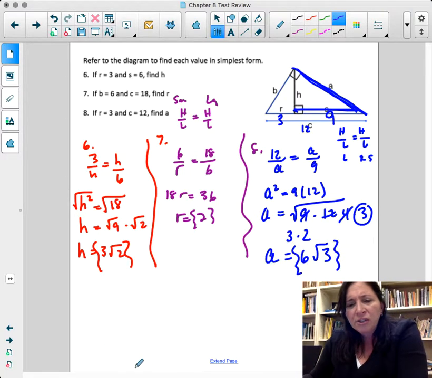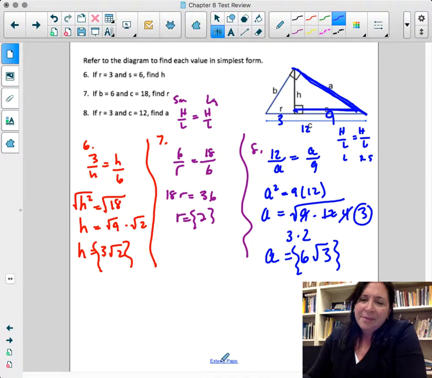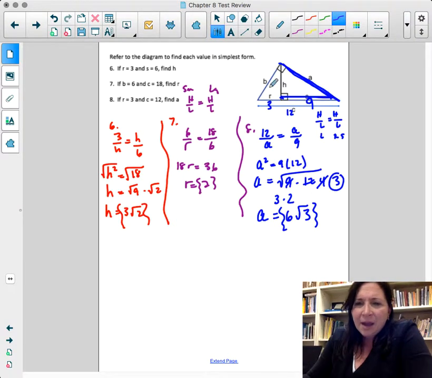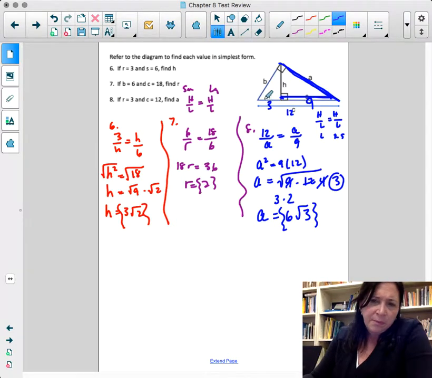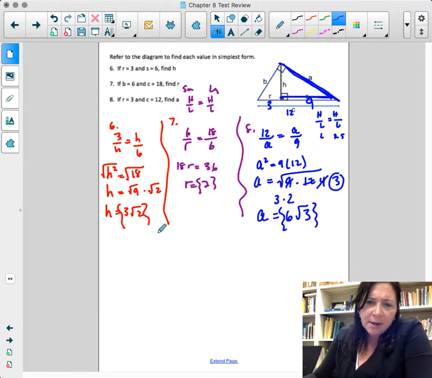And just for fun, because what else do we have to do, I'm going to do what I was telling you before just to check. So we're going to go 3 is to H as H is to 9. So 3 is to H as H is to 9. I get H squared equals 3 times 9. H is equal to the square root of 27.